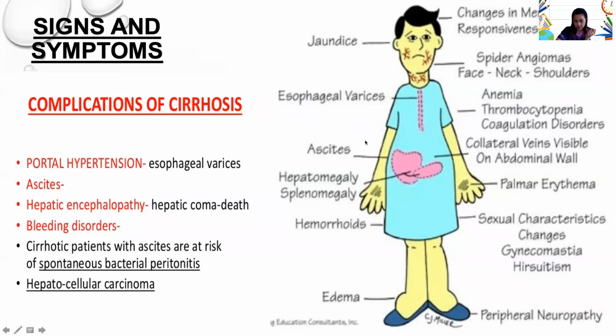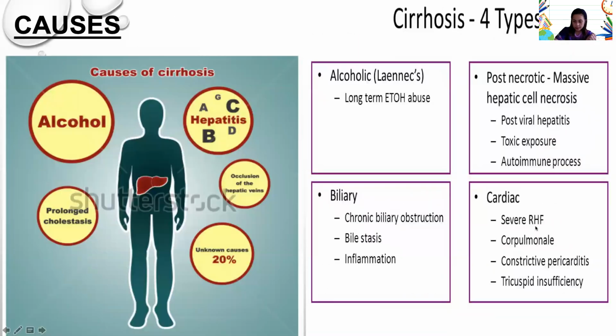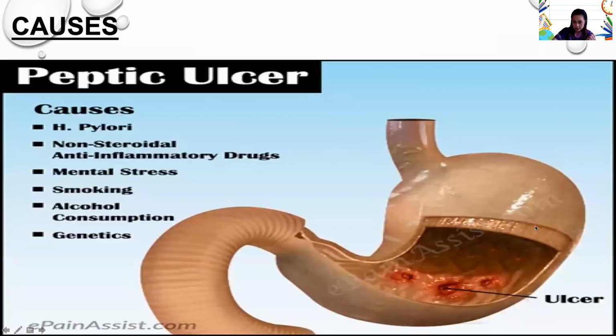Ascites, as I told you, is lumalaki yung tiyan. Kasi nga namamaga ang atay, kaya lumalaki ang tiyan. Then hepatomegaly is enlargement. Megaly means enlargement, hepato means liver. So there's an enlargement of the liver. Then splenomegaly is namamaga naman ang spleen. Pwedeng magkaroon ka din ng hemorrhoids at edema, swelling, changes in mental responsiveness in memory, spider angioma, anemia, palmar erythema.